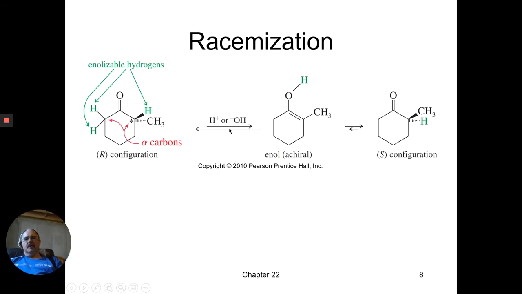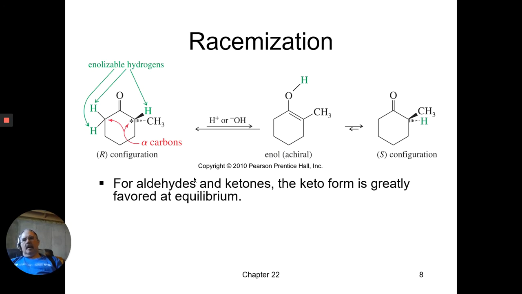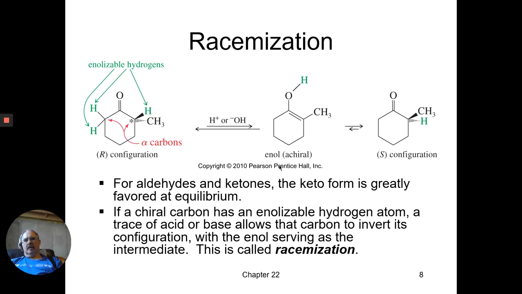This reaction is regioselective. So with a weaker base, such as hydroxide, we get the more substituted enol. With a very strong base, something like tert-butoxide or lithium diisopropylamide, then we will get the less substituted enol. For aldehydes and ketones, the keto form is still greatly favored at equilibrium, but you still have this equilibrium and ultimately racemization that occurs.